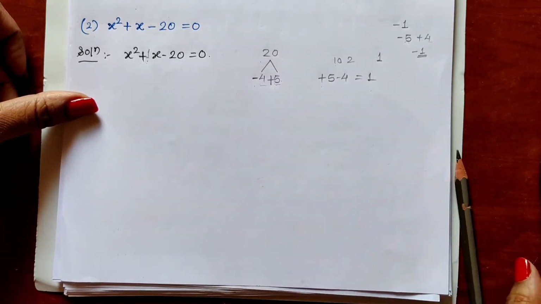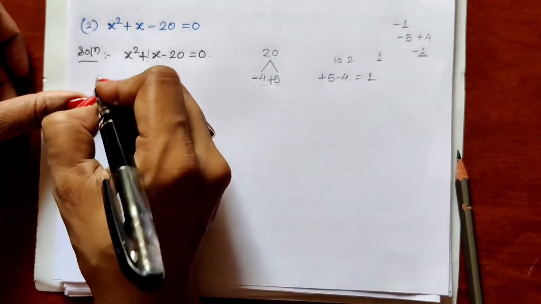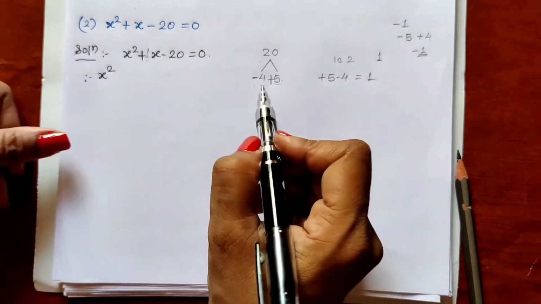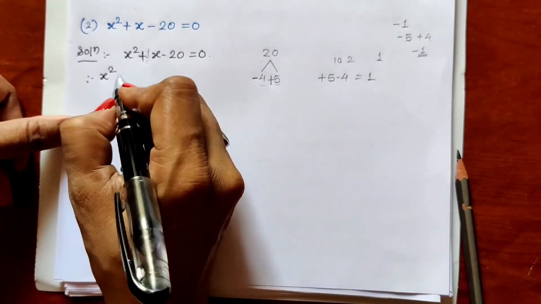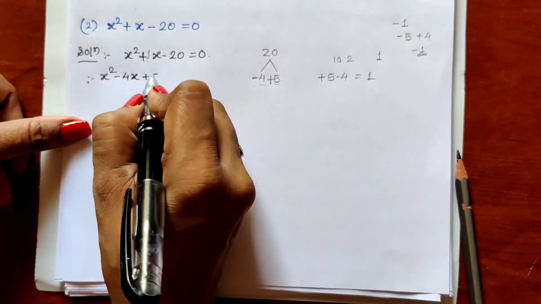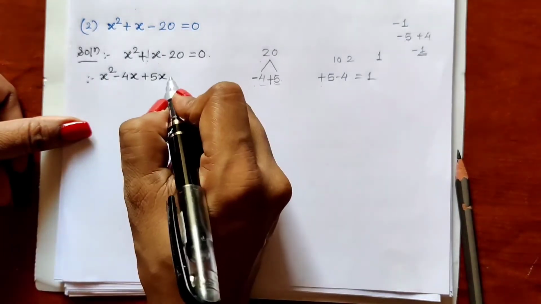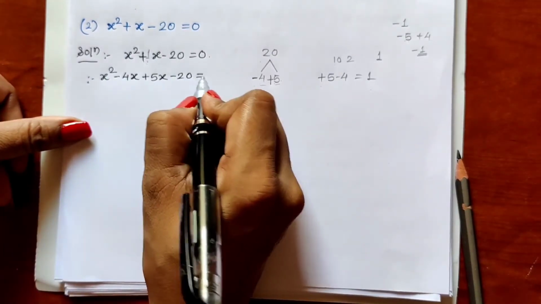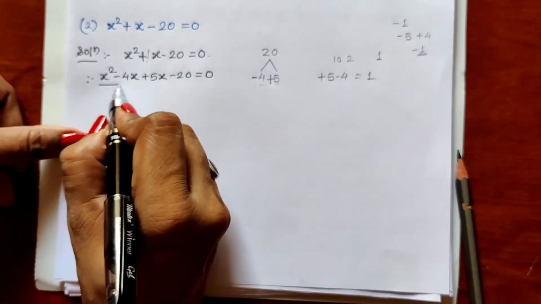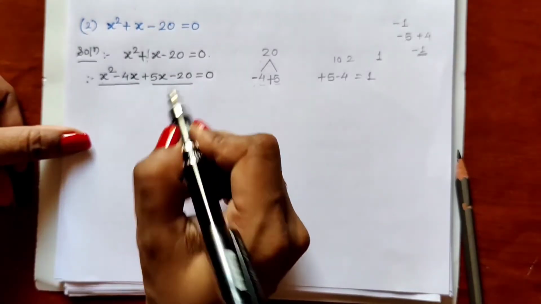So now we will have to split this middle term into two terms. The first term as it is, I write x square. In place of the middle term, I will write minus 4x plus 5x. So minus 4x plus 5x will be plus 1x. Minus 20 as it is, equal to 0 as it is. Now what do we have to do? We will have to take out common from the first and second terms, then from the third and fourth terms.